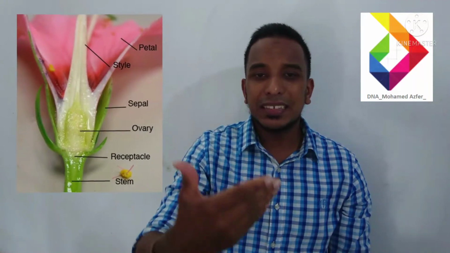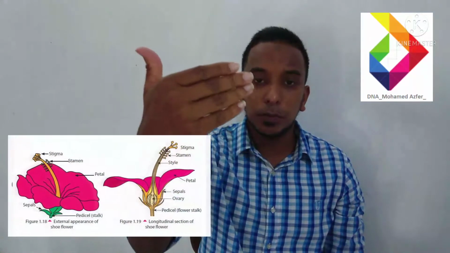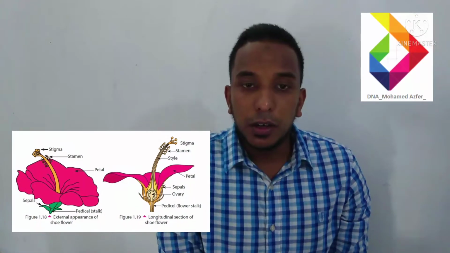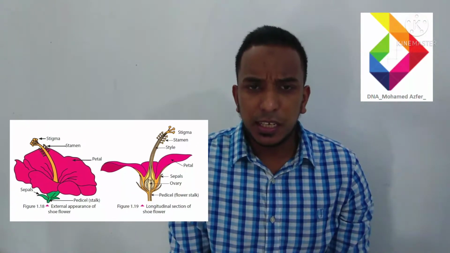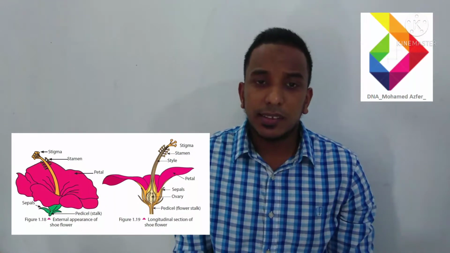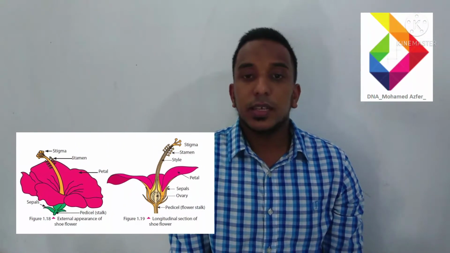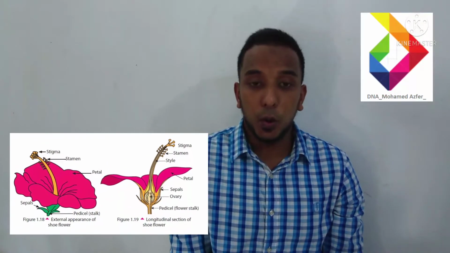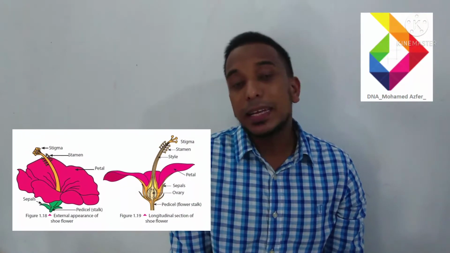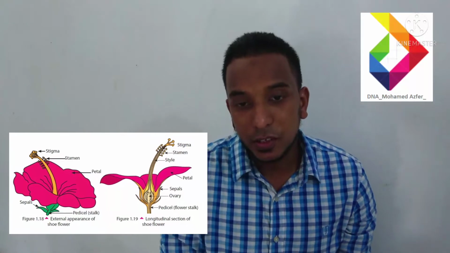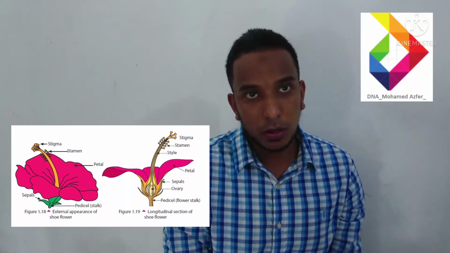You can see the parts of the flower in your textbook. They have given you the stigma, stamen, style, petals, sepals, ovary, and pedicel, which is called the flower stalk. Now let's go through the separate parts of a flower. Let me explain in detail.